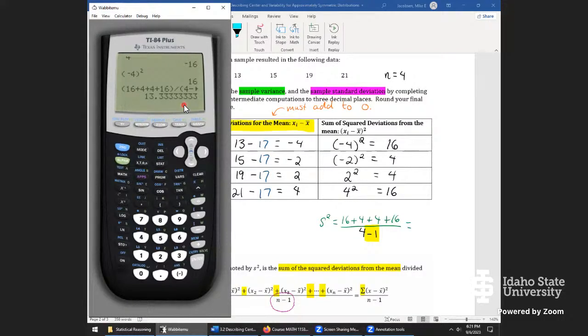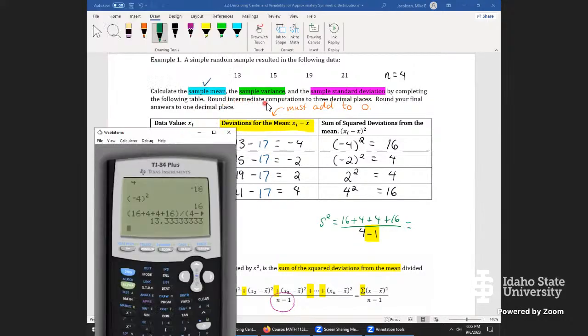Okay, so now we have the variance of the data set. It's a way to tell how spread out the data is, but for us, the variance is going to be just an intermediate step before we get to the real thing we want, which is standard deviation. But first, let's carry down a result. I believe they said round intermediate computations to 3 decimal places. And this is what we mean by an intermediate computation. We don't have the standard deviation yet, so I'm going to give this a 13.333.